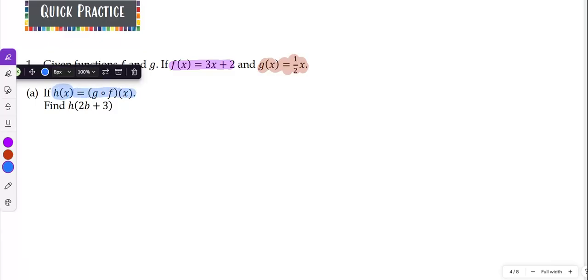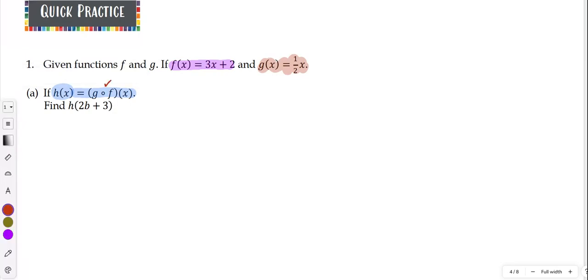What they want us to do is, for part A, if h of x, a new function, is defined by the composition of functions g composed of f of x, so this little open circle, we're talking about a composition, not multiplication, right? We would read it as g composed of f of the original input x. We want to find h of this input. So still dealing with evaluating functions. The only difference is that the evaluation portion is some sort of composition.